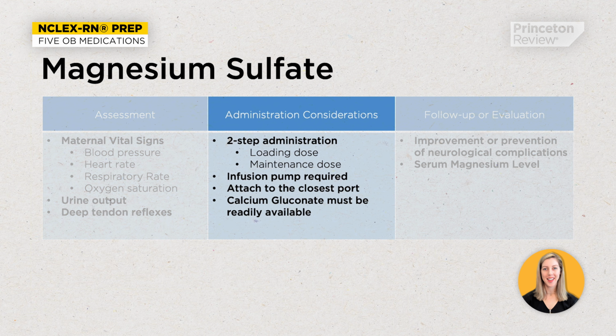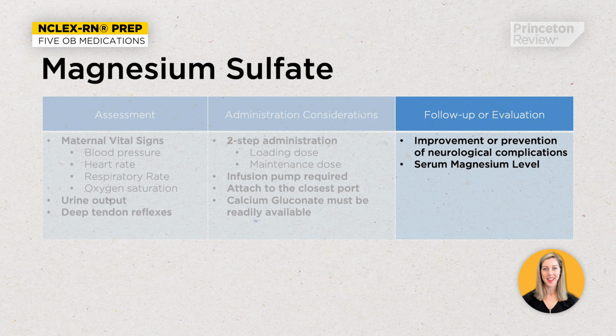For administration, magnesium sulfate is administered in two separate steps: a concentrated loading dose, followed by a maintenance dose. Magnesium sulfate should always be administered with an IV pump, and it should be attached to the port closest to the patient. Calcium gluconate, which is the magnesium antidote, should always be readily available.